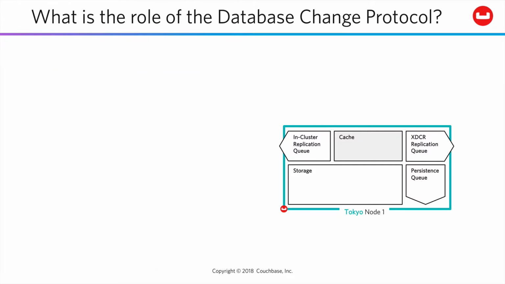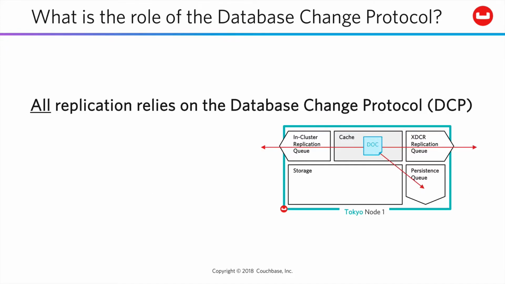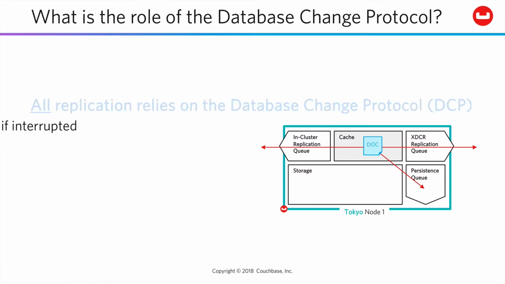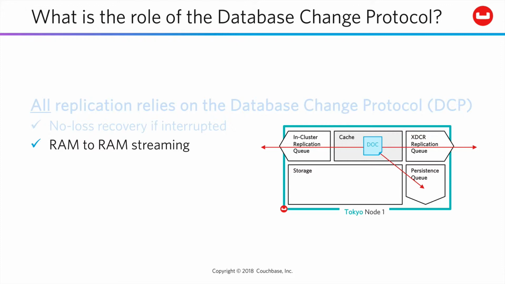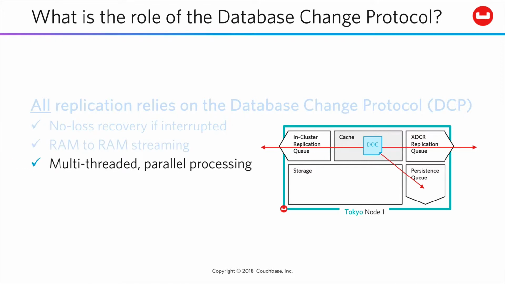Now, all replication in Couchbase, whether for local persistence, in-cluster replication, or cross-data center replication, relies on the Database Change Protocol, or DCP. This protocol provides for no-loss recovery if interrupted, memory-to-memory streaming, and multi-threaded parallel processing.